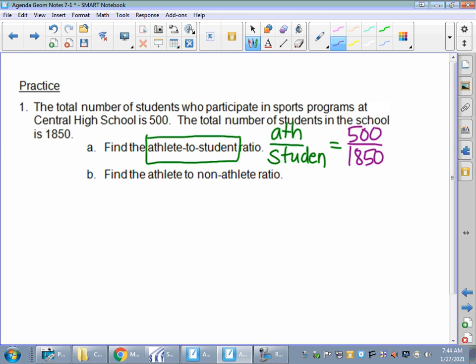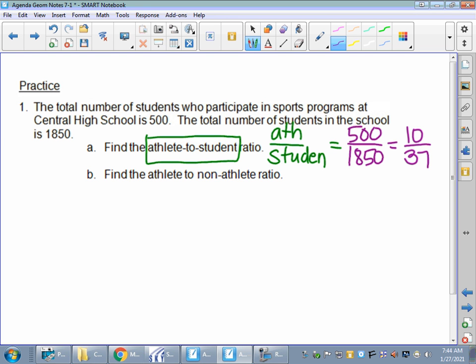1850. When you simplify that down, because we are definitely not going to leave that, if you need some help using your calculator or figuring out how to simplify, I can probably divide both of those by 50 or some large number, at least 10. I believe that simplifies down to 10 over 37. So the ratio of athletes to students is 10 to 37.